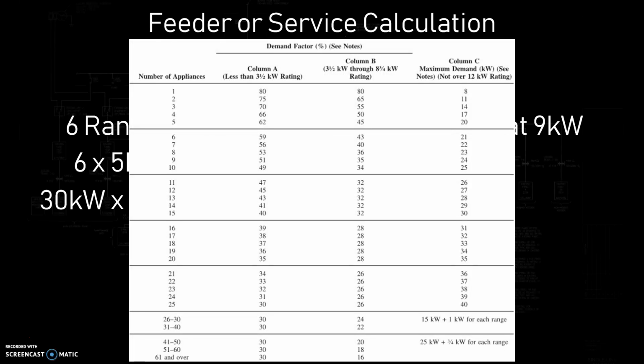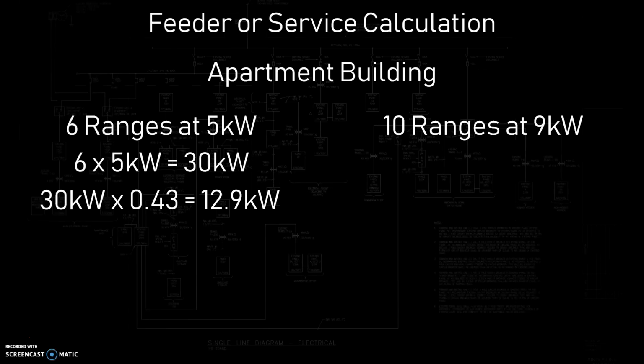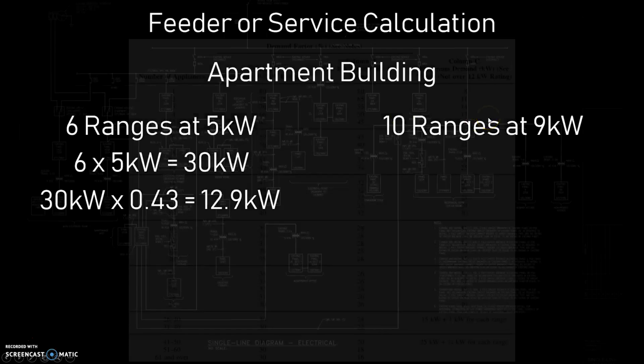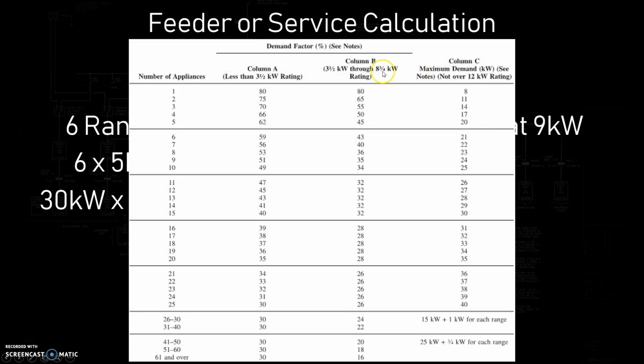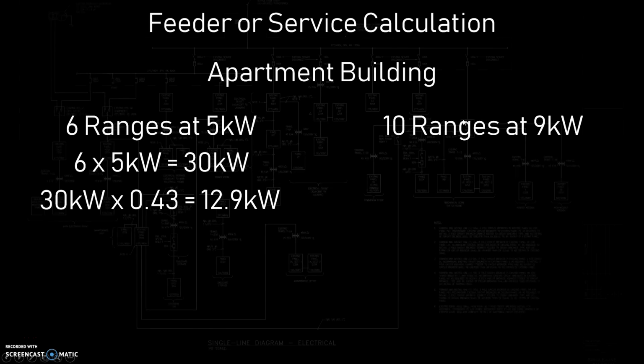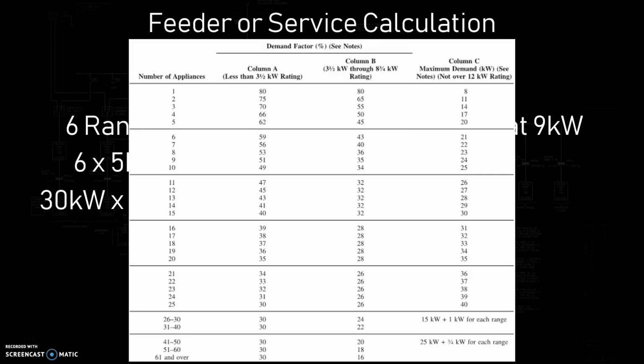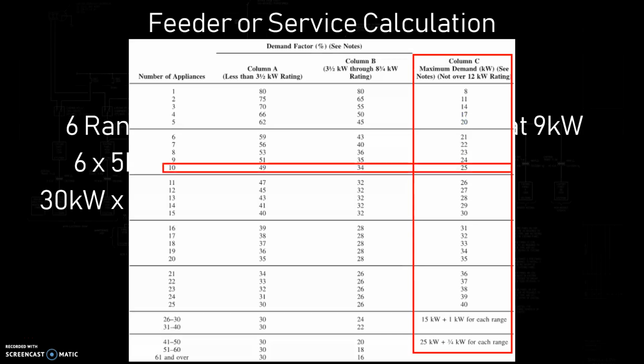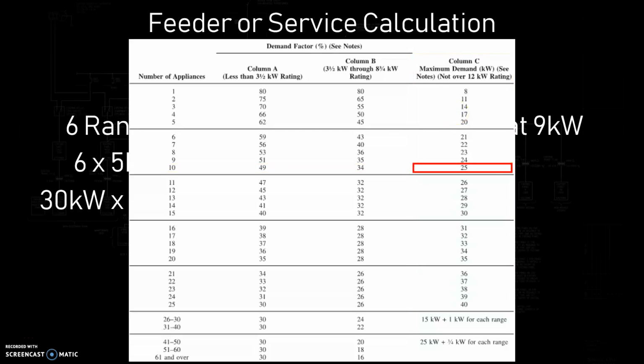Okay, so we're going to jump over to the next category. That was 10 ranges at 9 kilowatts. So in this case, since we're over 8 3/4, we're in column C. It's something to note if you didn't already catch it: column C now is not a percentage. This is just a kilowatt value right away. There's no math needed. They're telling you what to use here. So again, in this case, we said we had 10 ranges at 9 kilowatts. So we're going to come down here, like I just said, column C, 10 ranges. That tells us we need to carry 25 kilowatts for those 10 ranges, right?